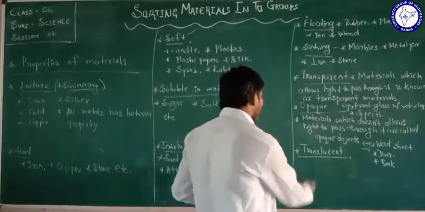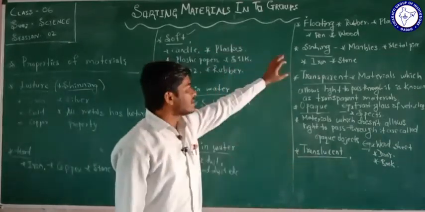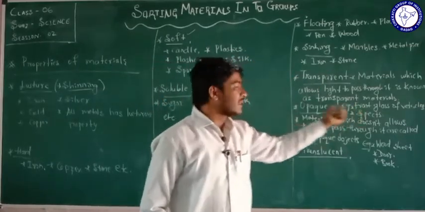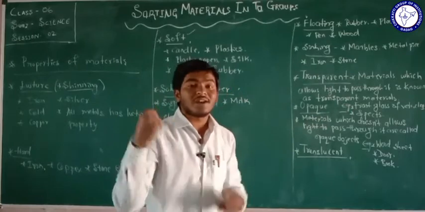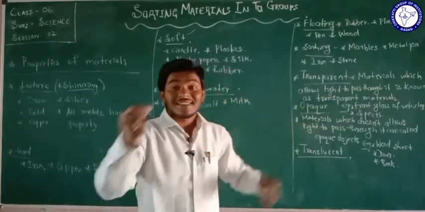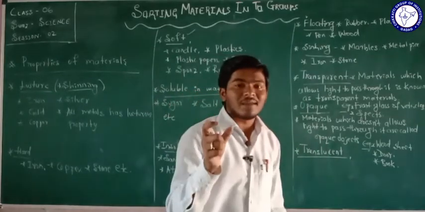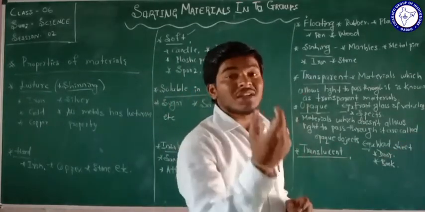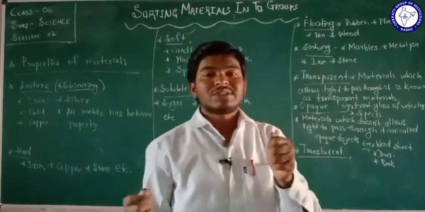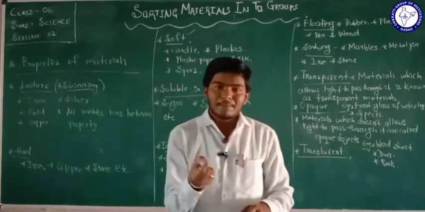Then another one here, that is translucent. The materials which let light pass through them are called transparent. The materials which don't allow light to pass through them are called opaque. Then what is translucent here? Translucent materials are those that partially allow the light rays to pass through them.